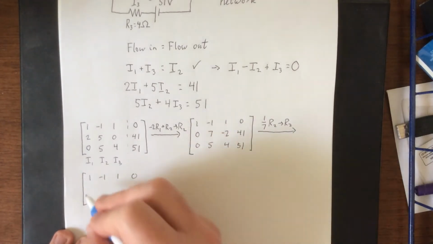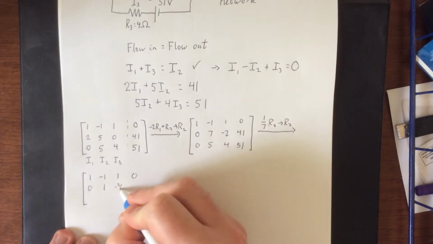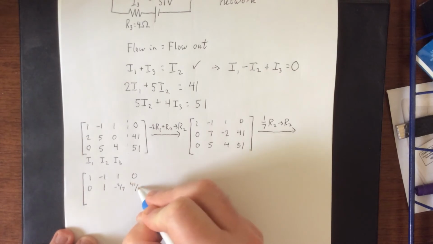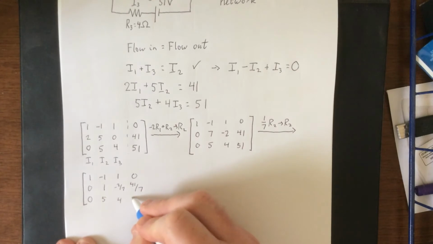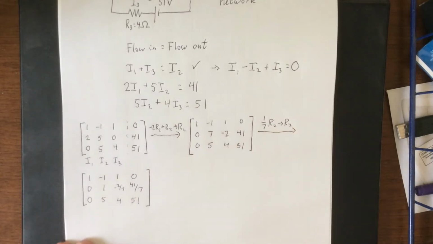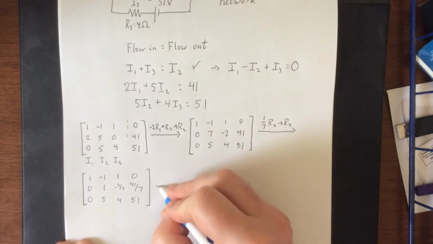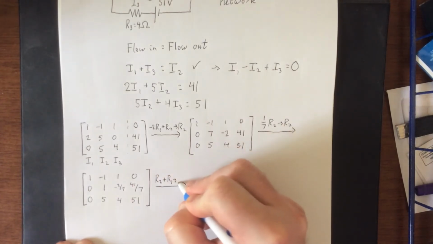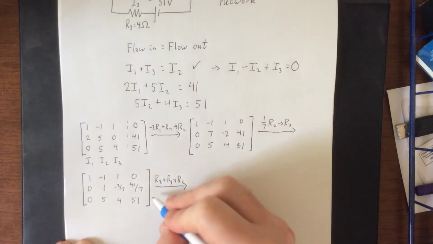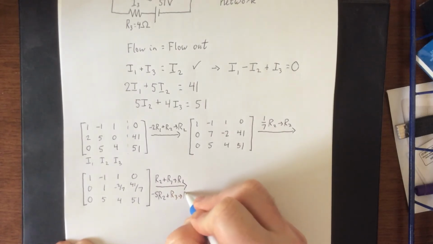So first row stays the same. Second row, we will get 1/7 of each of these entries. And then the third row stays the same. Now that we have our 1 in the 2-2 entry, we're going to use that to zero out the other 2 entries above and below it. So we will take row 2 and add it to row 1, and that'll become the new row 1. And we'll also take -5 times the second row, add to the third row, and that'll become the new third row.